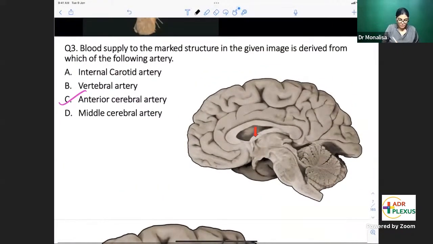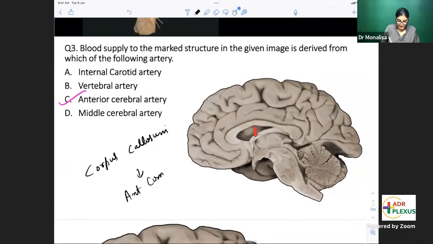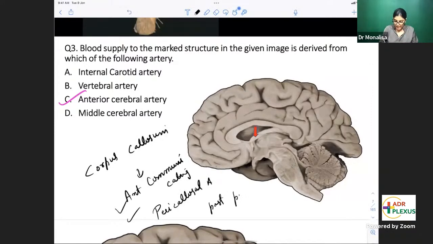So please note down if you want to ask about the corpus callosum blood supply. The corpus callosum is getting blood supply from the anterior communicating artery, pericallosal arteries, and also from the posterior pericallosal arteries. So yes, let's move on to the next MCQ.